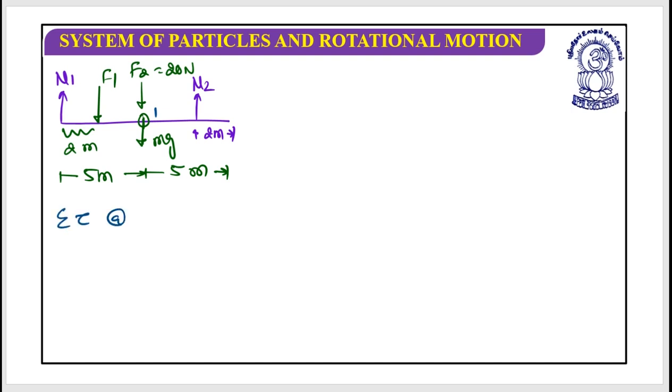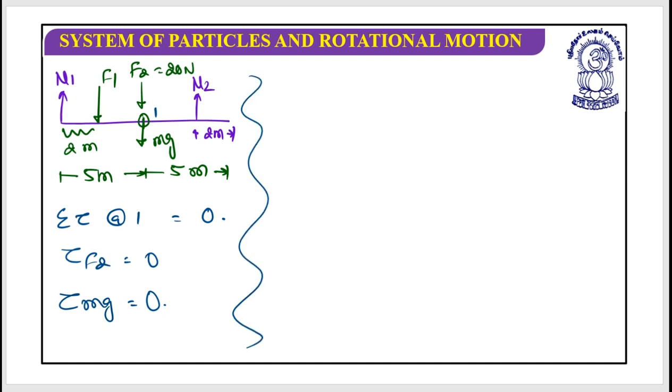Sigma torque at 1 will be equal to 0. So who will provide me the torque? First, torque due to F2, what would it be? How much torque can it provide? Torque due to F2, I should say it's 0. Why? Because it is acting on the same point. Great. Next, torque due to mg, how much? It's 0. Great. So the torque due to these two forces would be 0.